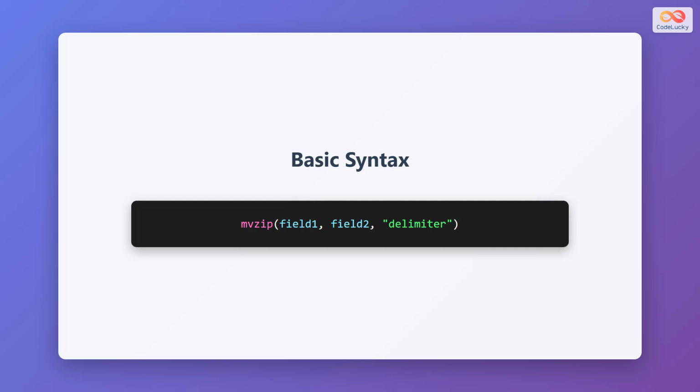If you don't specify a delimiter, Splunk will use a comma by default. Remember that both field 1 and field 2 must be multi-value fields for this command to work properly. The syntax is case-sensitive, so make sure to write mvzip in lowercase.